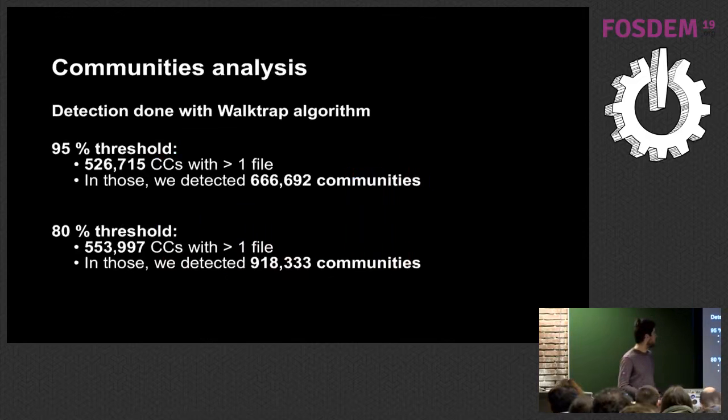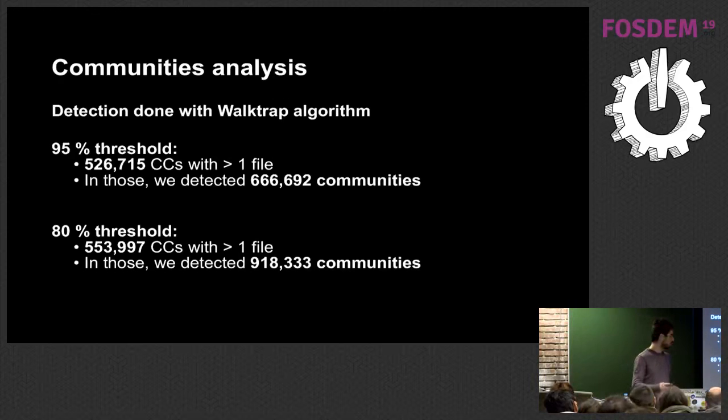Then I applied the community detection with the Walktrap algorithm. As you can see, if looking purely at the connected components with over one file, the number of connected components was about the same. However, when doing the community detection, we can see that there was a huge increase, about 50% in the number of communities detected when going from the 95% threshold to the 80%. Okay, so now I'm going to show you a couple of examples.